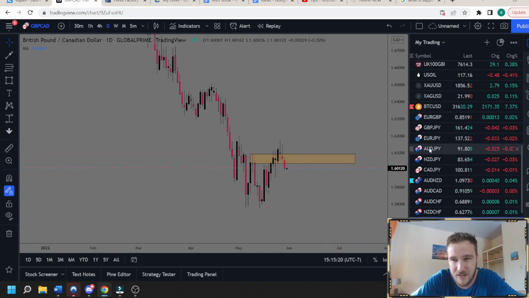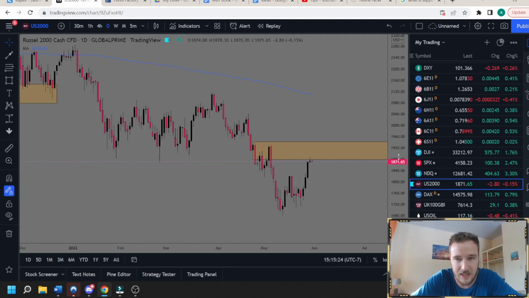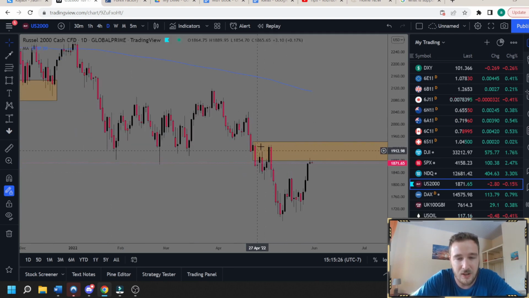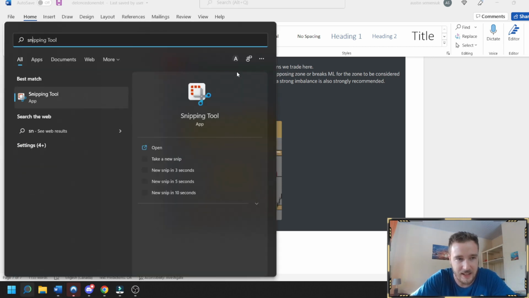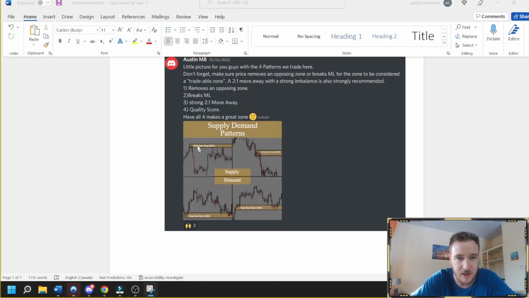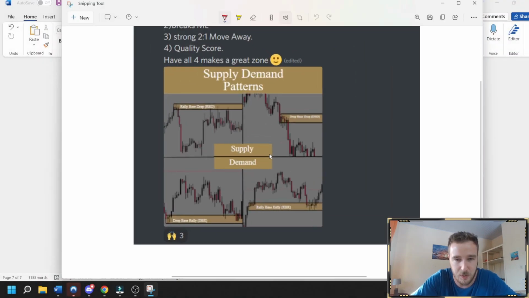The difference between that US 2000 is it has the structure of the supply zone. It has a drop base drop. It removed demand, but it has the identity, the pattern of a supply zone by looking like this. If it does not look like this, it is not a supply or demand zone, and we can call it an area of buyers or sellers, which is still fine.